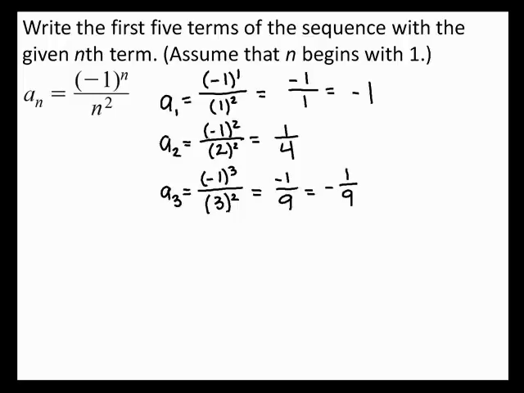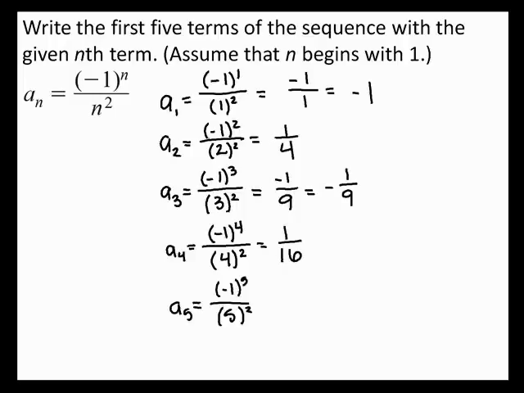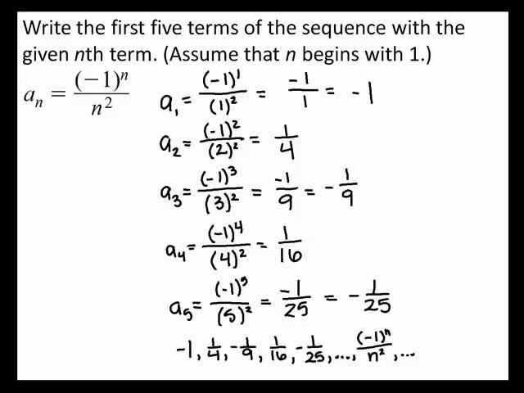Substitute 4 in for n. Simplify (-1)^4 and 4 squared. You find that a sub 4 is equal to 1/16. Substitute 5 in for n. Simplify (-1)^5 and 5 squared. Simplify -1 divided by 25. You find that a sub 5 is equal to -1/25. The first 5 terms of the sequence are -1, 1/4, -1/9, 1/16, and -1/25.